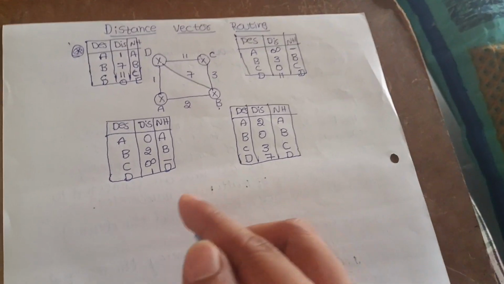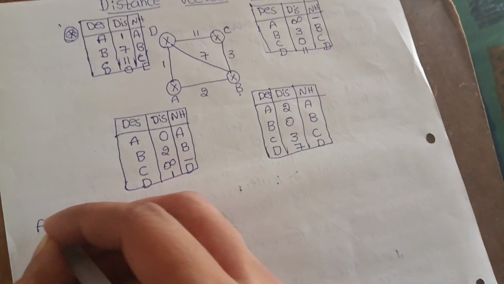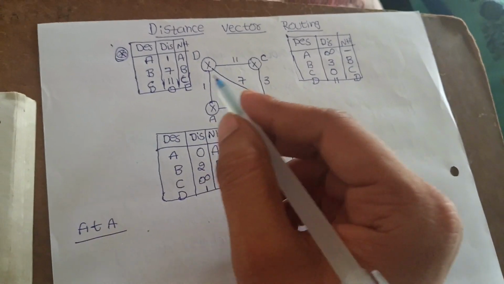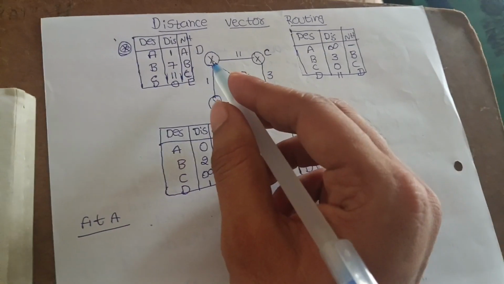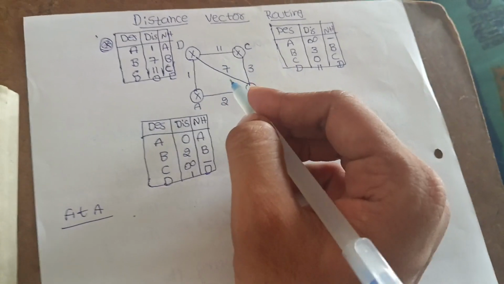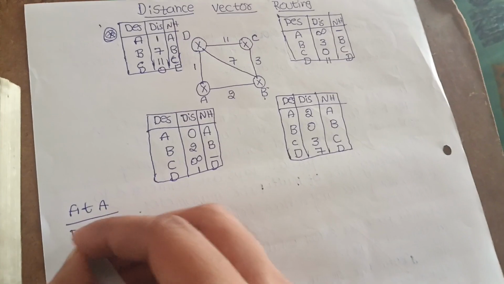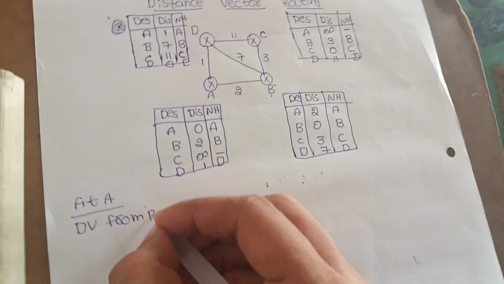After finding every table, we want to find the distance vector at A. Check the diagram at A. A is directly mapped to B and D. C is not directly mapped. So at A, the distance vector we want to find is from B and D.